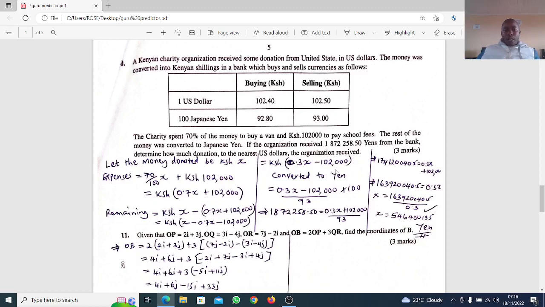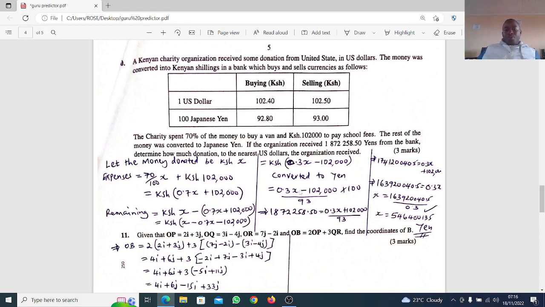It was converted to yen. Now you have the Kenyan shilling, and you want the yen. That means the bank is going to sell to you the yen. The bank is not going to buy, because if you go with the foreign currency to the bank, that is when the bank buys from you. But if you go with the local currency and you want the foreign currency, the bank is selling to you. So if it is selling Japanese yen, 100 Japanese yen is sold at 93 shillings.